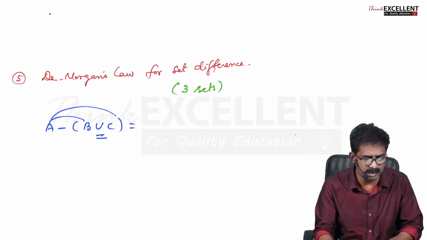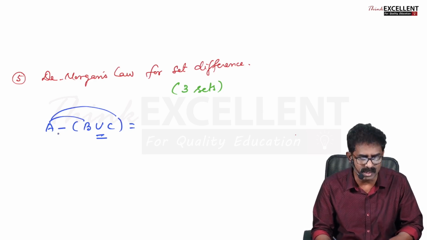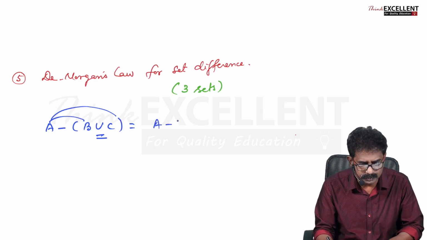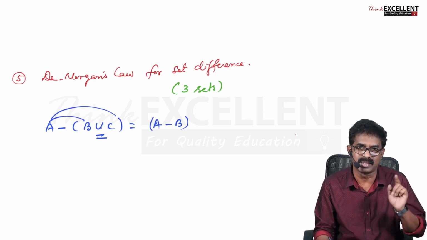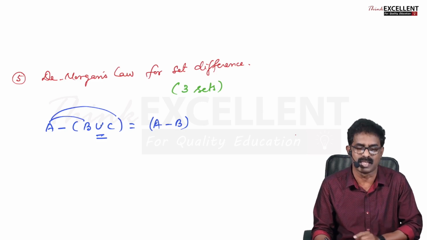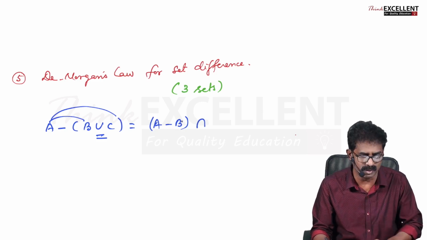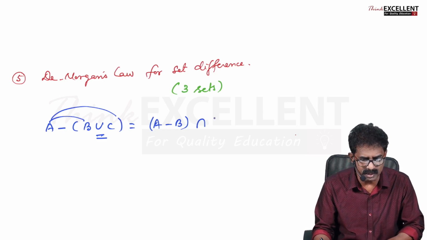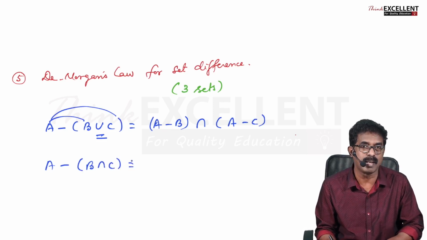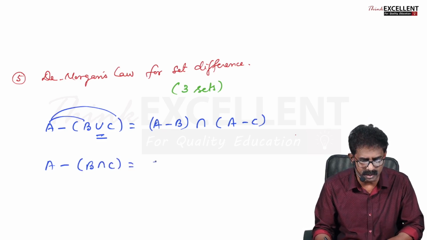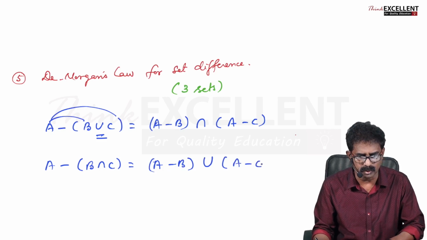So what's the answer for this? Tell me. A minus (B union C) is A minus B, and the union becomes intersection. Remember, outside there is a minus. So that makes the union what? Intersection. This is for you to remember only. A minus B intersection A minus C. And another one is A minus (B intersection C). What's your answer? A minus B, the intersection becomes union, right? Union A minus C. So hope you understood all these things.